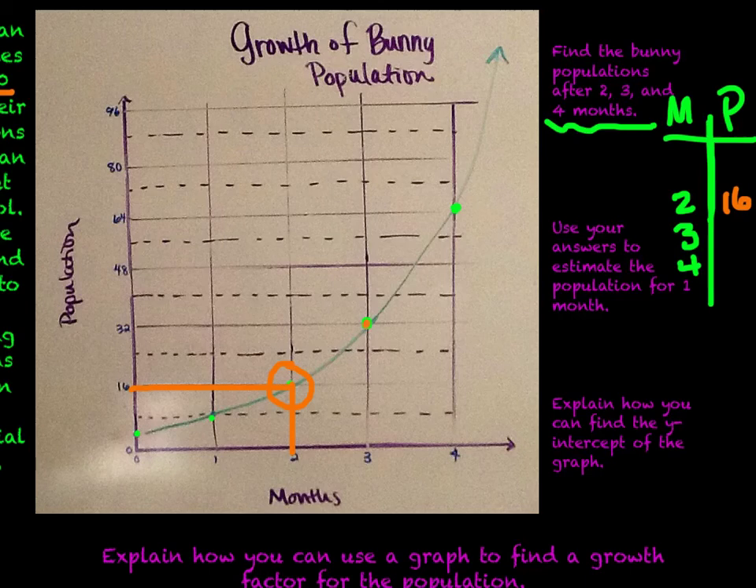At 3 months, again, a clear location. So I'm going to go up to 3 and then go over on my y-axis, and I have 32 bunnies. My next one, I'm going to go up to 4 and move over, and I get 64 bunnies. So I can now analyze this table to figure out maybe my growth factor and potentially a couple other points.